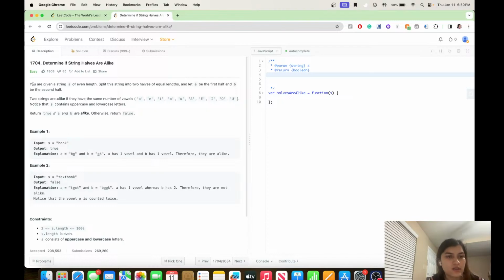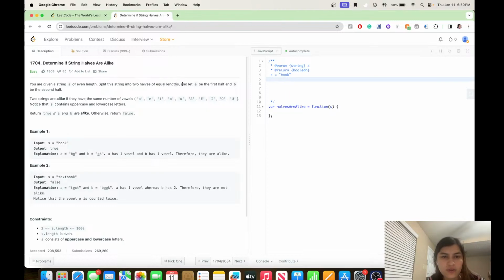Okay. You are given a string s of even length. So the string size is always even. Split this string into two halves of equal lengths and let A be the first half and B be the second half. Okay. So I need to split these strings into two halves, like BO and OK. Can I split it like BK and OO? No, I don't think so.